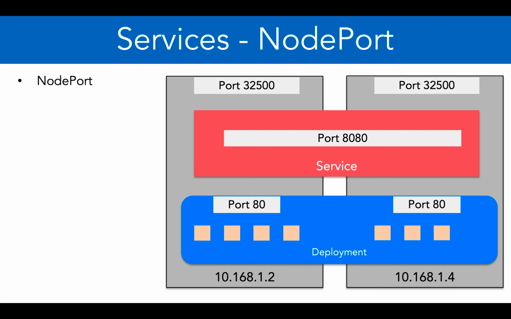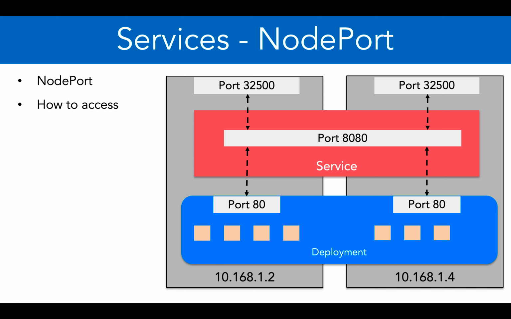Because we have two nodes and we have two public IPs, 10.168.1.2 and 10.168.1.4. The interesting part here is that you can come from any one of the nodes. So if you mention 10.168.1.2 colon 32500 or 10.168.1.4 colon 32500, it will take you to the service port only. Once the request reaches the service port, it will take you to the application port.